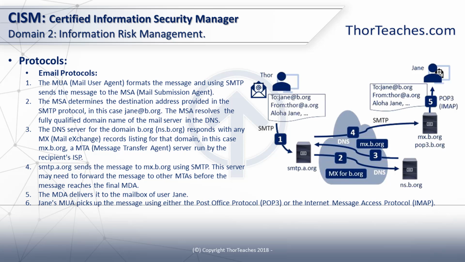If it's a small organization, it's likely they only have one or two, but in large organizations they might have many mail servers. If they do, the message is forwarded to the mail server that Jane's attached to. The MDA, or mail delivery agent, sends the email to Jane's account, and her mail user agent or email program picks up the message using either POP3 or IMAP. Jane can now read my email.